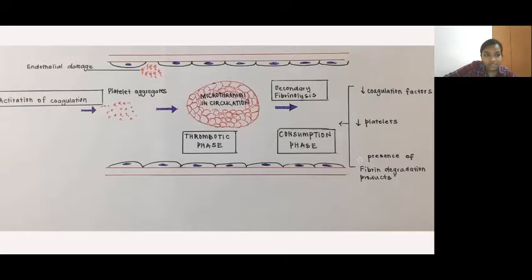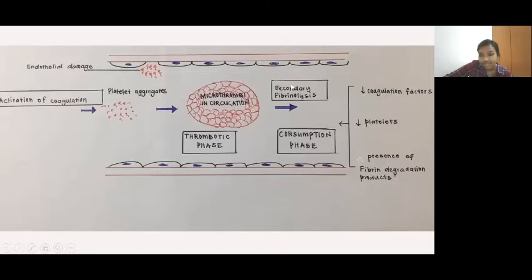Next, in the thrombotic phase, when there is endothelial damage, platelet aggregation and adhesion happens, which causes the deposition of small thrombi and emboli in the circulation of the vessel. The thrombi and emboli become microthrombi in the circulation throughout the vessels. Next is the consumption phase. In the consumption phase, the platelets and the coagulation factors are being used up.